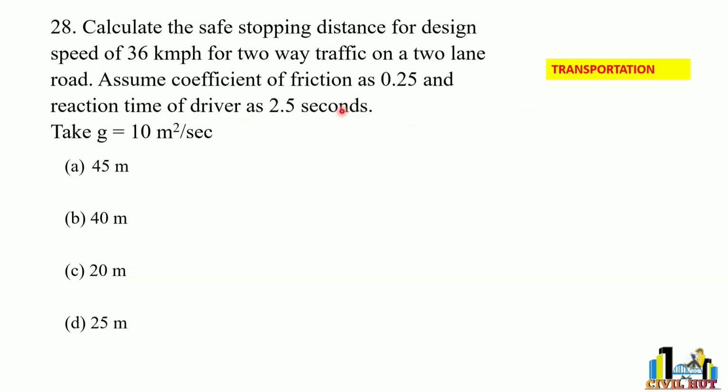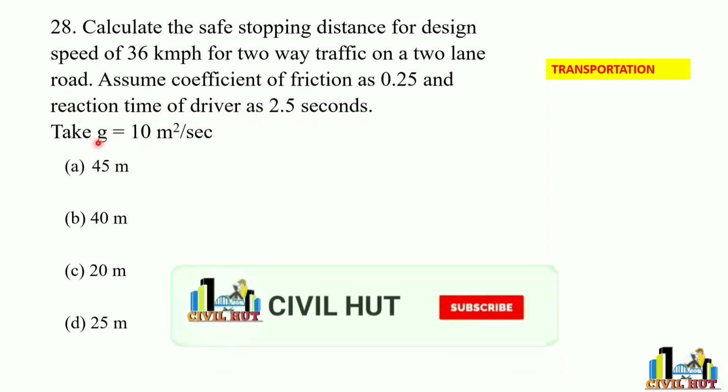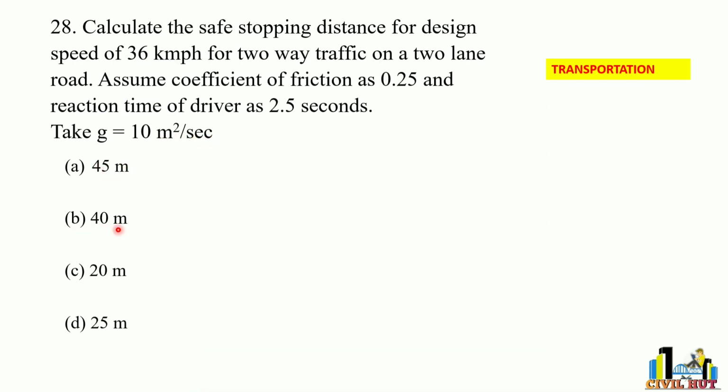Next question is to calculate the safe stopping distance for a design speed of 36 kmph for two-way traffic on two-lane road. Assume coefficient of friction as 0.25 and reaction time of driver as 2.5 seconds. Take g equal to 10 meters per second square. A. 45 meters, B. 40 meters, C. 20 meters, D. 25 meters. This is from transportation. Solution.